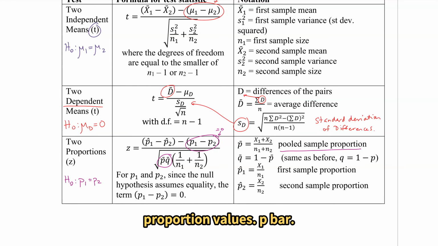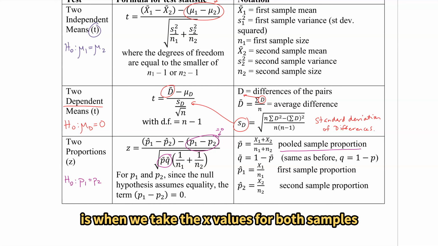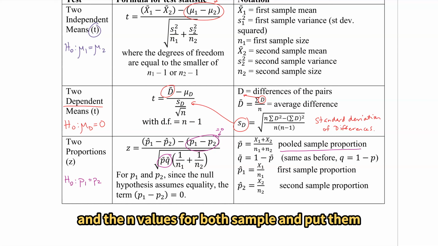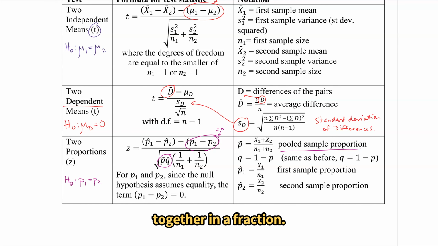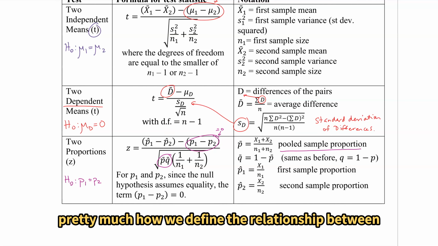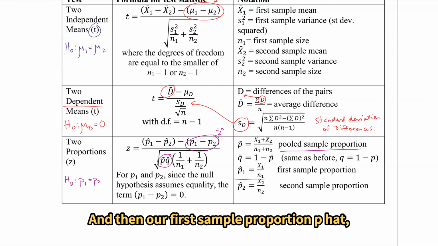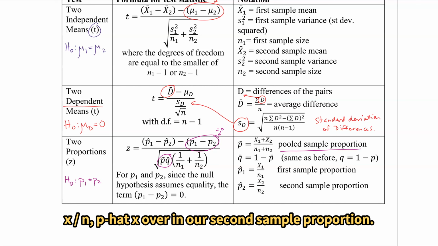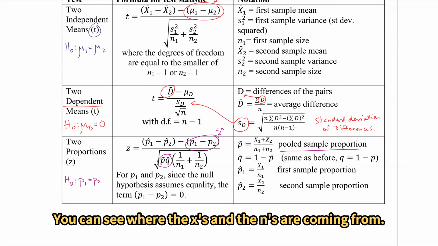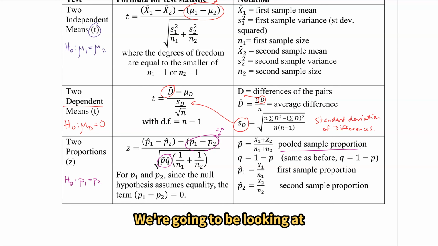P bar is when we take the X values for both samples and the N values for both samples and put them together in a fraction. Q bar is just 1 minus P bar, pretty much how we've defined the relationship between Q and P since chapter 5 in our class. And then our first sample proportion, P hat 1 is X1 over N1, and P hat 2 is X2 over N2, the second sample proportion. So you can see where the X's and the N's are coming from. And those are the three types of tests we're going to be looking at in this chapter.